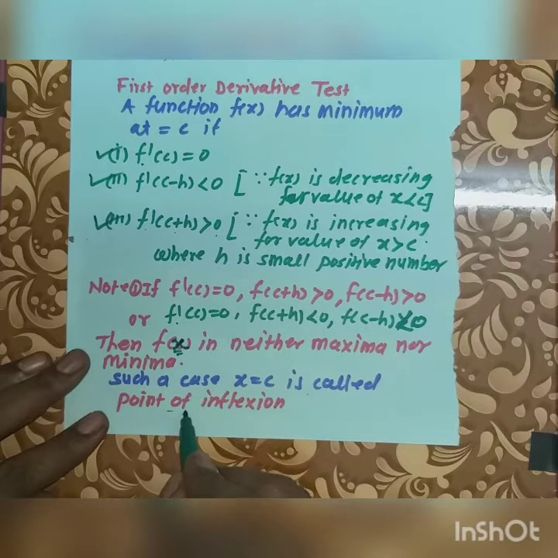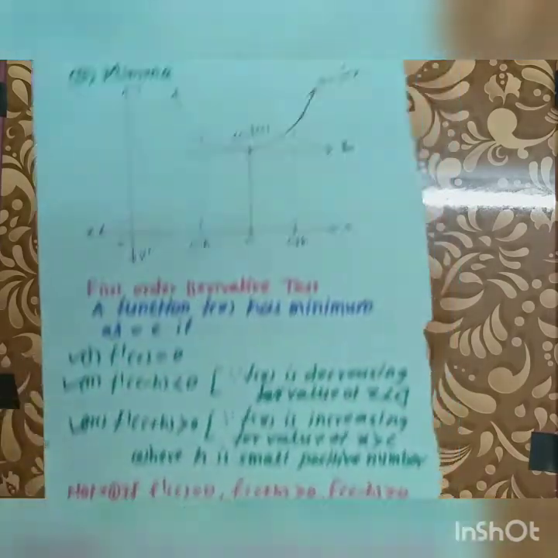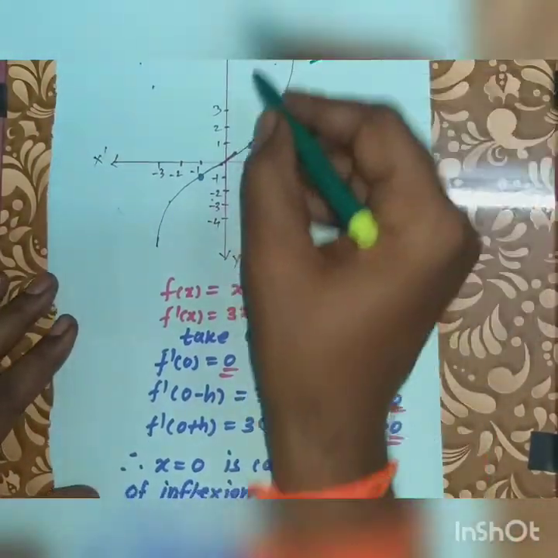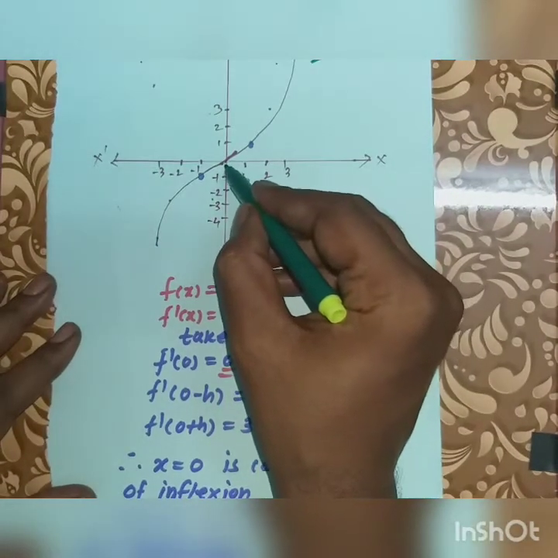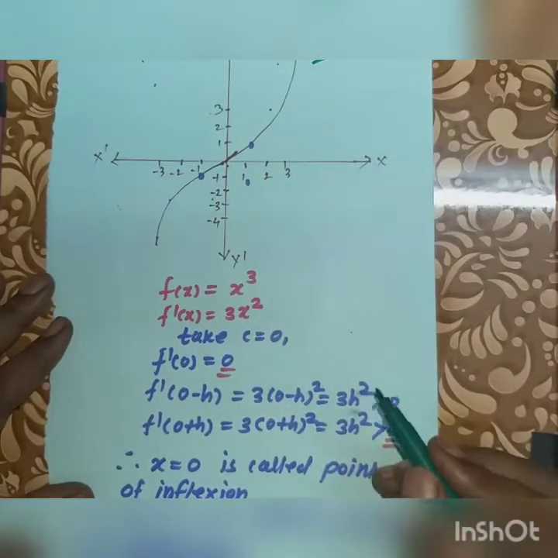At this point the function is neither maxima nor minima. We take one more example: y is equal to x cube. Draw the graph of y is equal to x cube. If x is negative, then the cube is negative, downward side. If x is positive, upward side.